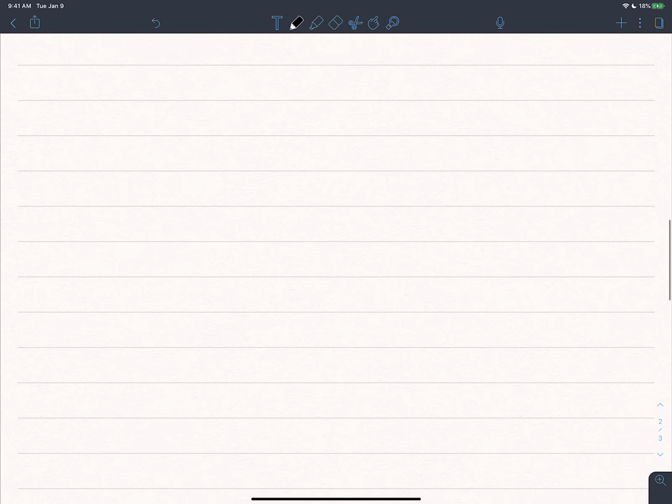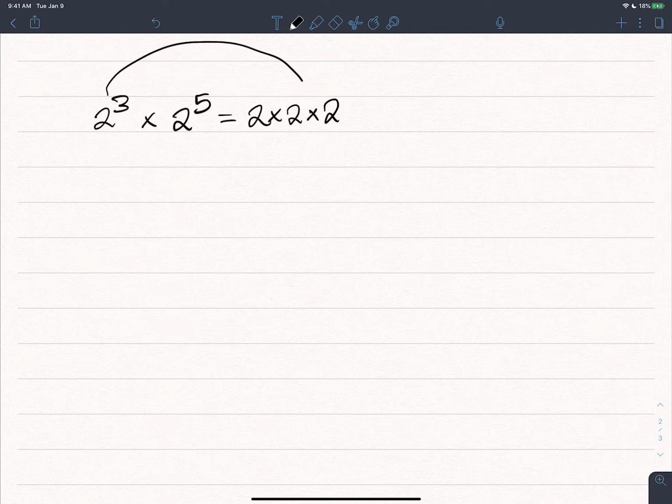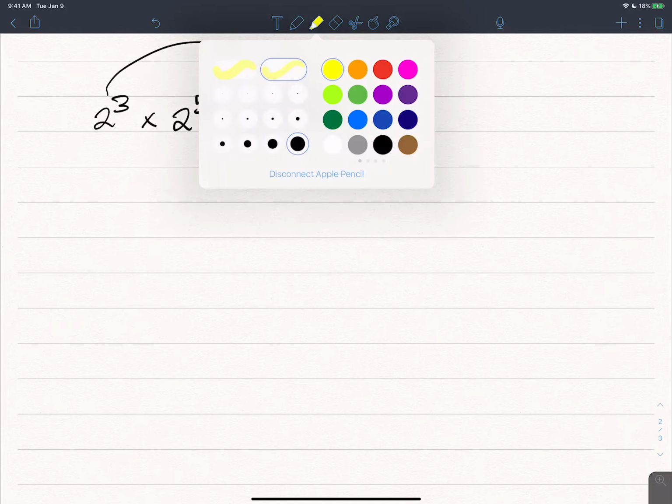So here's an example of the product rule. Let's say we had 2 cubed times 2 to the 5th. Do these both have the same base? Yes, they do. The base is 2. So what we can do is actually expand this out. It's kind of like the proof of why the product rule works. 2 cubed is going to be 2 times 2 times 2. So that's 2 cubed.